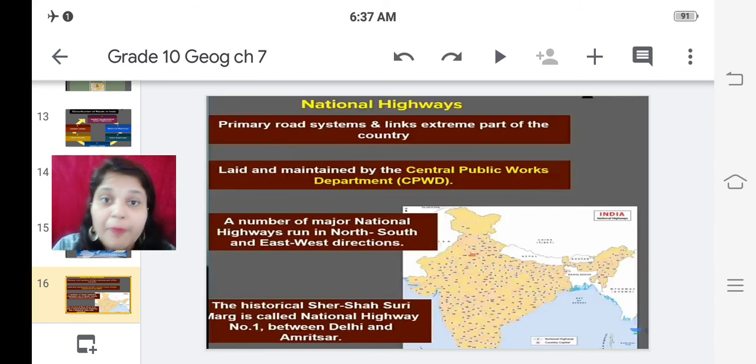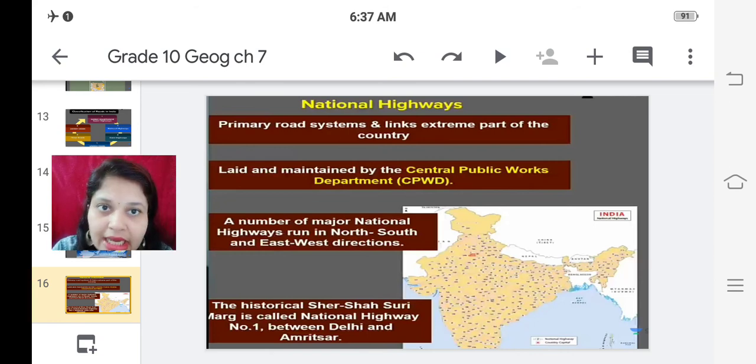You might have seen NH10, NH16. Okay, NH6, NH10, what is this? National Highway number 10, National Highway number 6, National Highway number 12. These highways, national highways, have been given numbers for their identification. Otherwise these are national highways. The historical Sher Shah Suri Marg is called National Highway number 1 between Delhi and Amritsar.